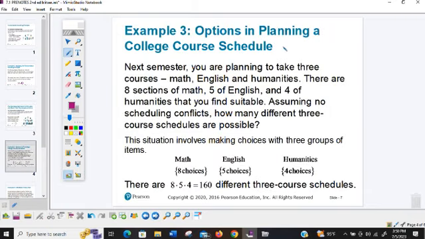The next one talks about the options for planning a college course schedule. Next semester you are planning to take 3 courses, math, English, and humanities. There are 8 sections of math, 5 of English, and 4 of humanities that you can find suitable. Assuming no scheduling conflicts occur, how many different 3-course schedules are possible? Well, you multiply the 8 times the 5 times the 4, and you get 160 different schedules possible.